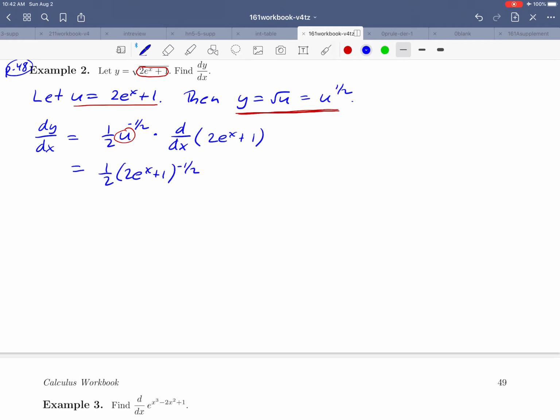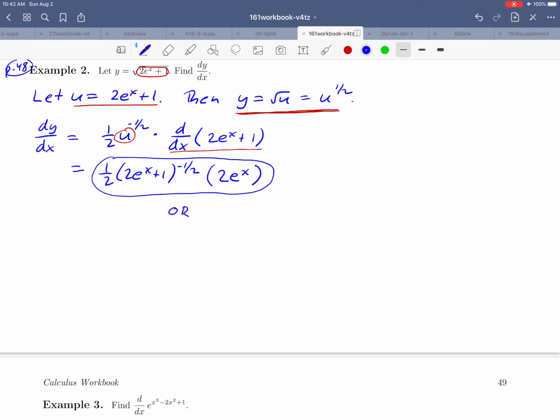Then notice that we've got one more derivative to take right here. How do we take the derivative of 2e to the x plus 1? Well, 2 is a constant, and the derivative of e to the x is just itself, e to the x, and the derivative of the plus 1 is 0, and so we would be done at this point. There's our derivative, and that would qualify as a final answer.